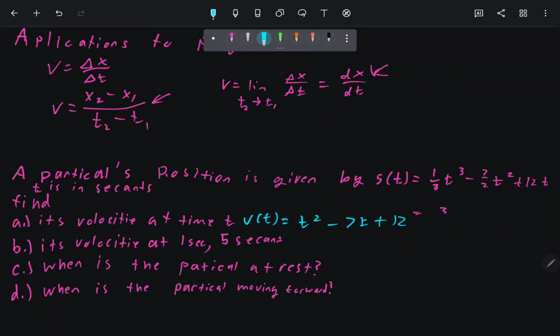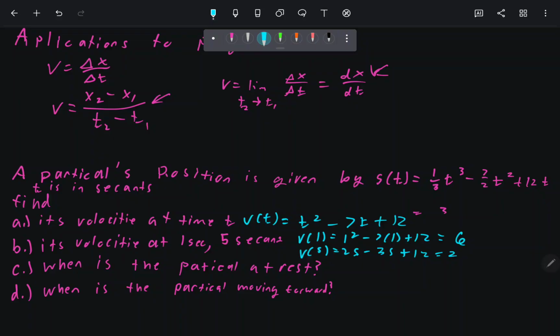Now it wants us to find the velocities at 1 and 5 seconds. So v(1) is equal to 1 squared minus 7 times 1 plus 12. 1 minus 7 is negative 6, plus 12 is a positive 6. And v(5) is 25 minus 35, which is negative 10, plus 12. That gives us 2.